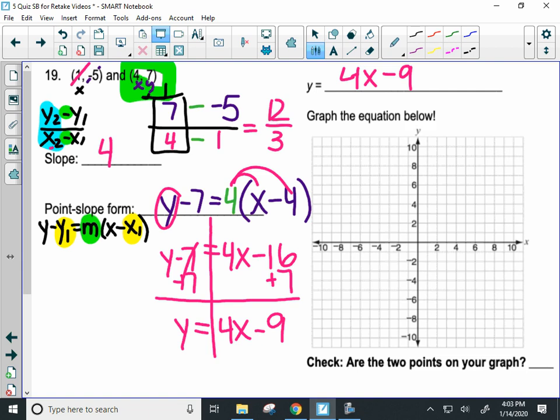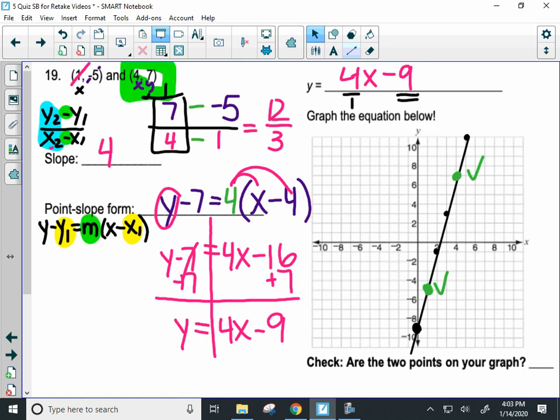And now you're going to graph it. You should know that the y-intercept, the number by itself, is negative 9, so that's way down here. 4x means the slope is 4 over 1. So we go up 4, right 1. You're going to do that until you run out of room. And you'll grab your ruler and connect those dots. Now again, check your work. Is the point 1, negative 5 on the graph? Yes, it is. 4, 7 is also on your graph. You can use Desmos as well.